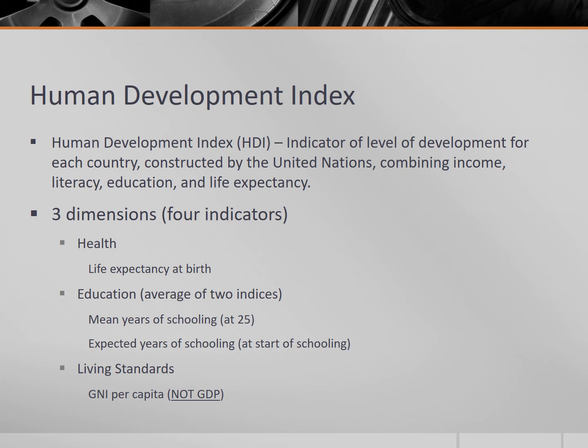They've changed them a few years ago. It used to include things like literacy rate and GDP per capita. Now, these are the 4 current ones. Please make sure that you know these 4.